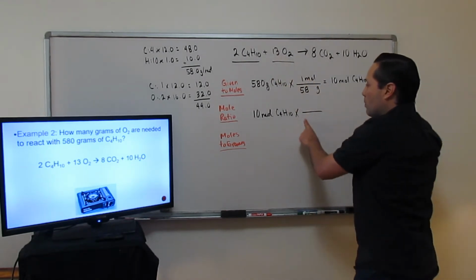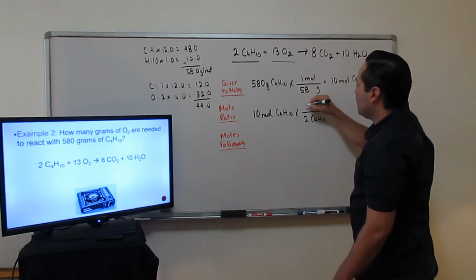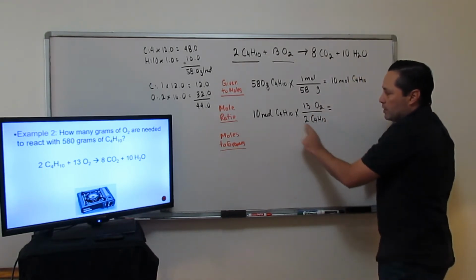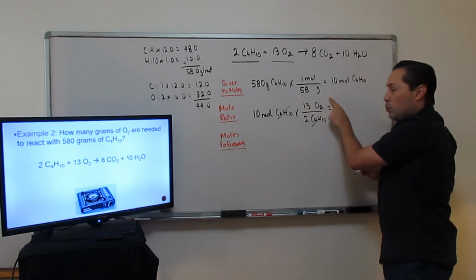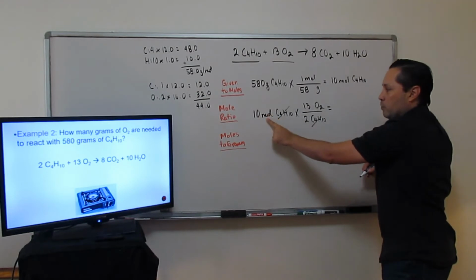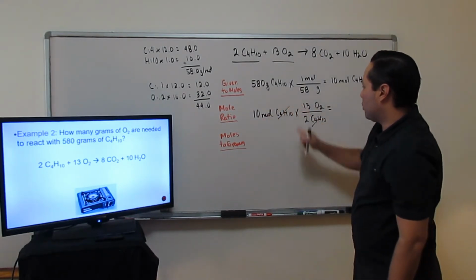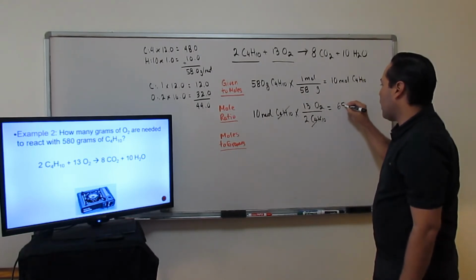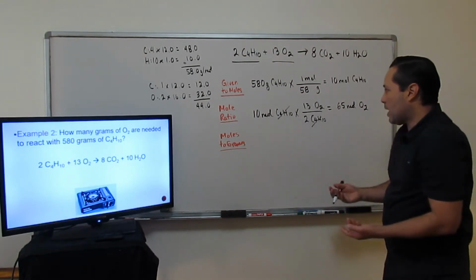Alright, so I'm going to put, for every 2 moles of butane, you need 13 moles of oxygen. Notice that the butane will cancel out, and the molecule we're looking for, which is in the numerator, that's what we're going to get. We're going to be left with moles of oxygen. So it's going to be 10 times 13 divided by 2. I believe that gives you 65 moles of oxygen gas, since butane canceled out.